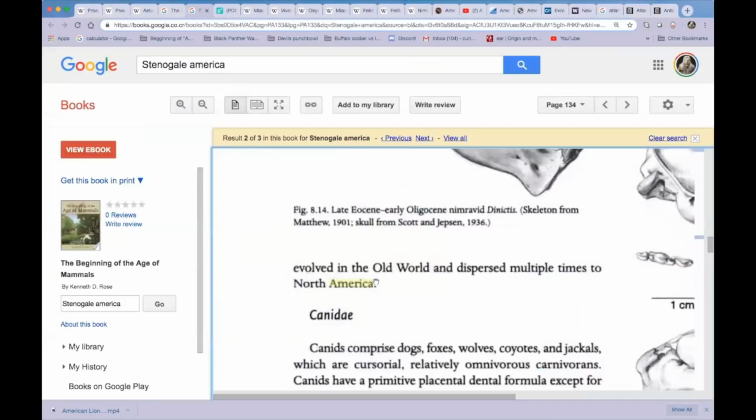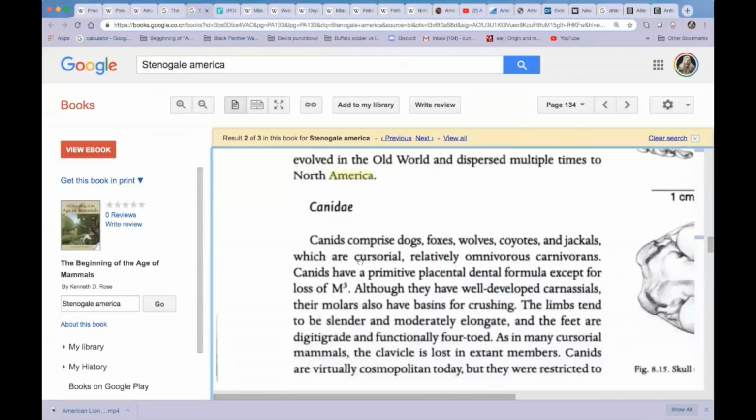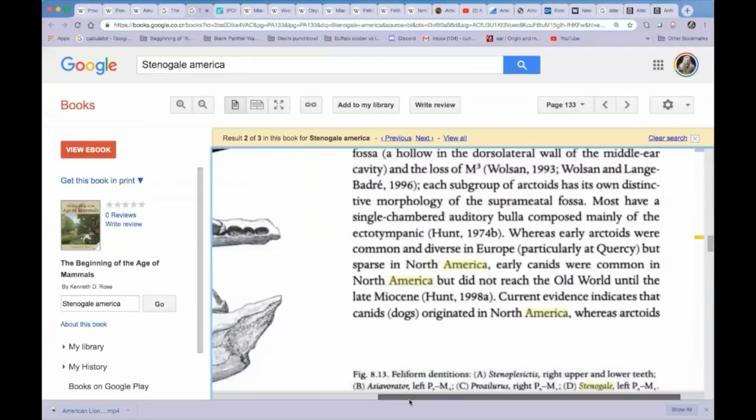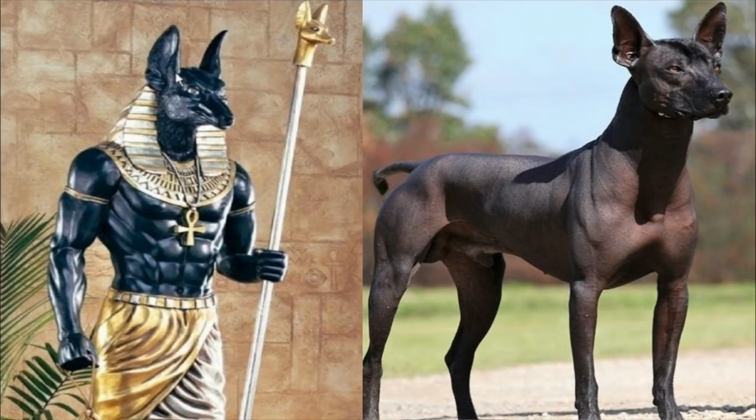Now it says canids, again, dogs, right, or foxes, wolves, coyotes, and jackals, which are cursorial, relatively omnivorous carnivorans. Again, dogs are from where? America, originated in North America. Dogs, again, Sholot, right, Anubis, that was here, man, that was over here. We got the oldest dogs. We, again, mammals originated in America, right?